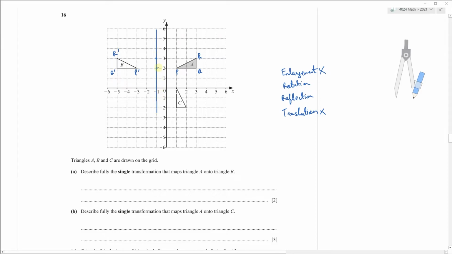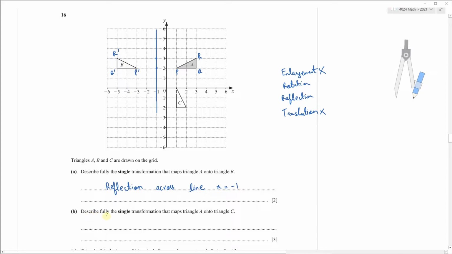This will be my line of reflection. So the transformation is reflection across the line. The equation of this line is x equals minus 1.